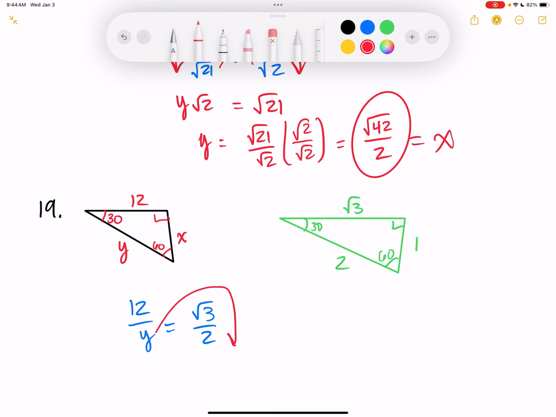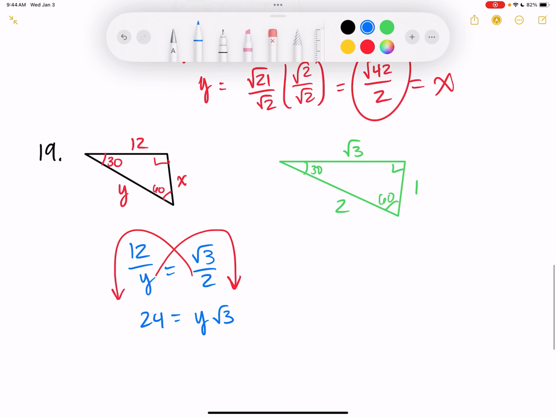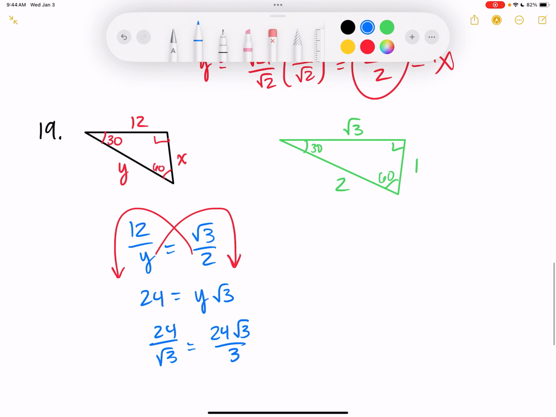And then I'm going to cross multiply. So that's going to give me 24 is equal to y times the square root of 3. Divide by the square root of 3, it's going to be 24 over the square root of 3, which is 24 times the square root of 3 over 3, which can be reduced because 24 and 3 can cancel. So that's going to be 8 square root of 3 is equal to y. So that's my y value.